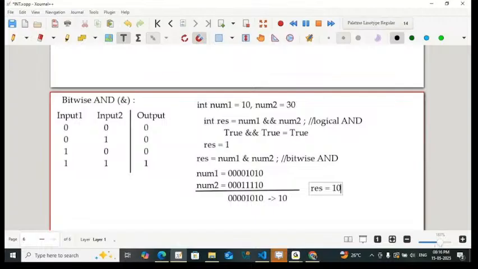So you take the number, represent it in binary. Both the inputs should be represented in binary. Then you have to perform the AND operation.